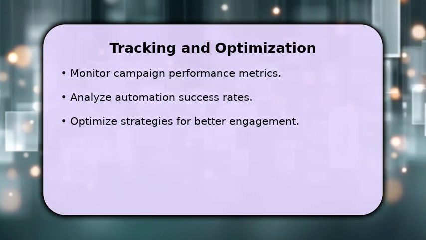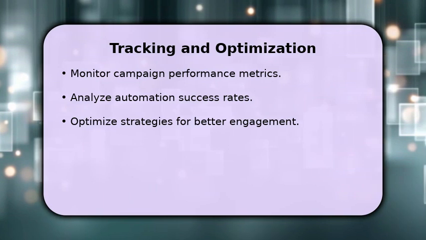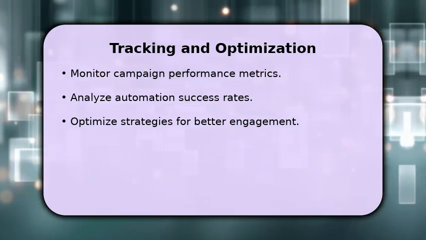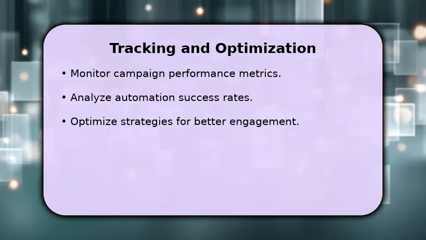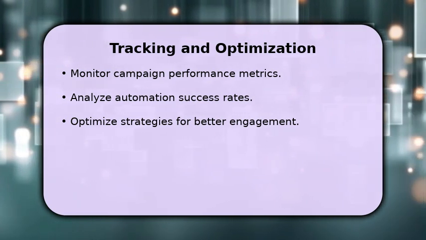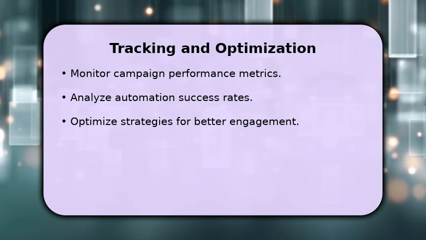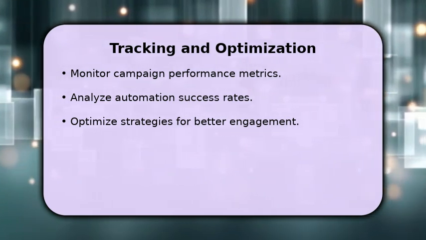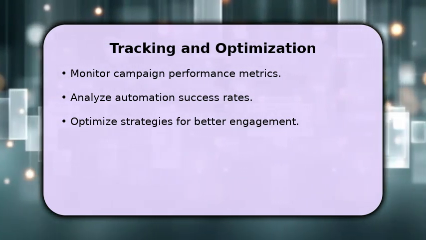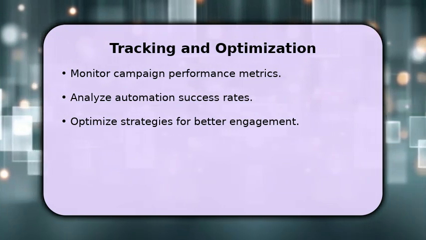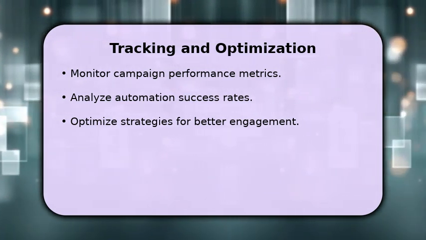Finally, let's talk about tracking and optimizing your efforts. Monitor your campaign performance metrics, like open and click-through rates, to understand what's working. Analyze your automation success to identify areas for improvement. Use these insights to refine your strategies and continuously enhance your engagement and conversions.